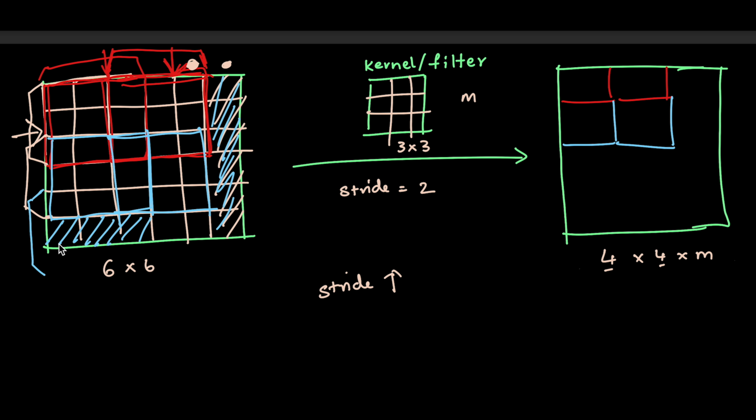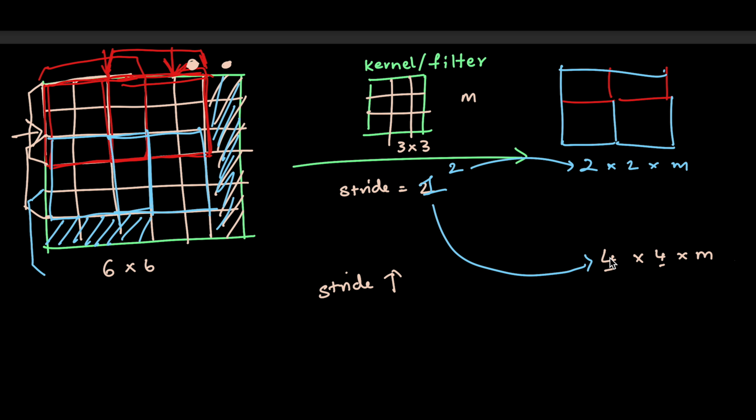So 2 cross 2 cross m. But if you see over here, without stride, like that is with stride equal to 1, this is the output shape, whereas with stride equal to 2, this is the output shape, right? So whenever you wanted to reduce the input shape or input feature map shape drastically, then you can increase the stride. Okay. So if you wanted to keep more or less the same, then you can simply use stride equal to 1. But if you wanted to reduce it a lot, then you can go for higher strides like 2, 3 and all.